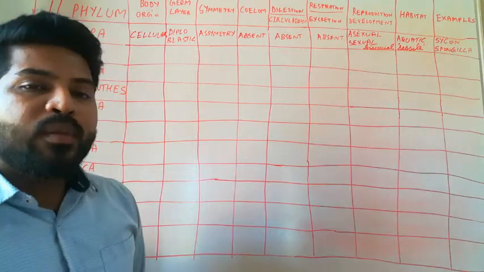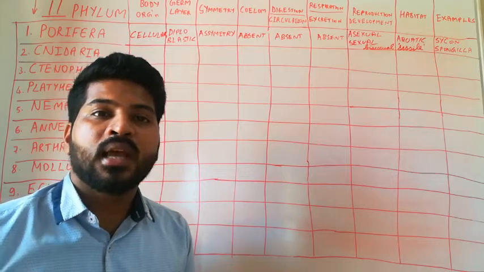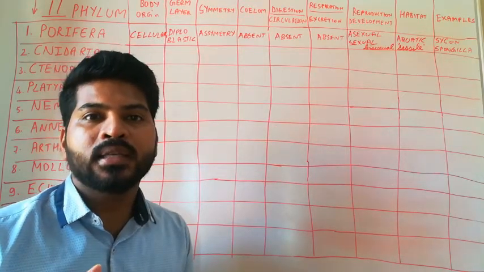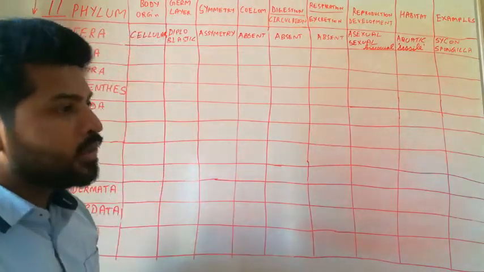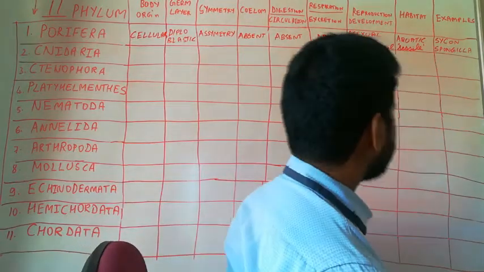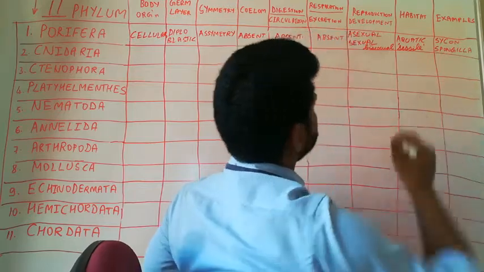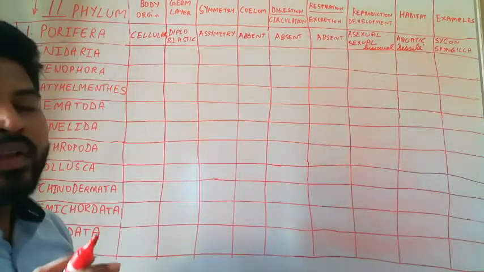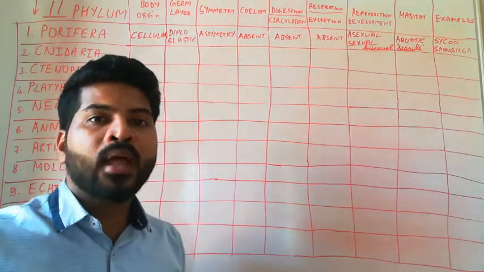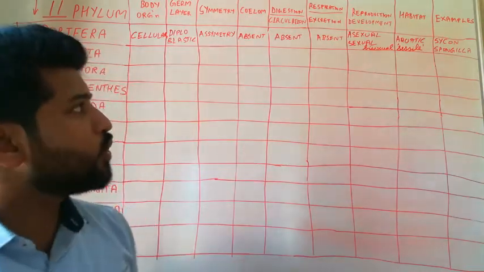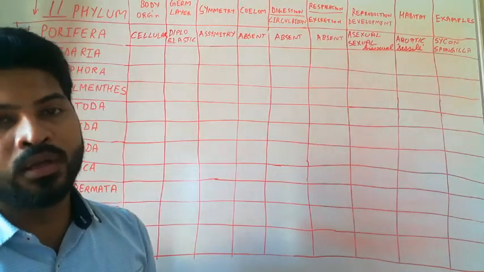The male and female reproductive organs produce the gametes. Fertilization is external and development is mostly indirect. That is, there are larval stages seen during the developmental process. So the zygote will undergo division to give you a larva, which is different from the adult stage. So that is about the first phylum, Porifera, whose body is covered with pores.